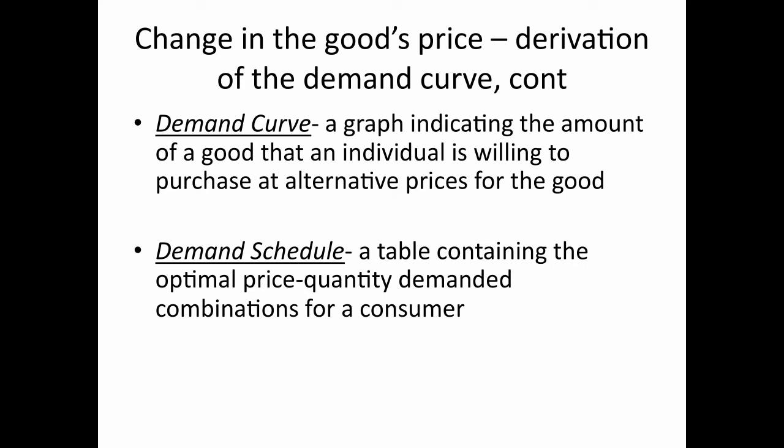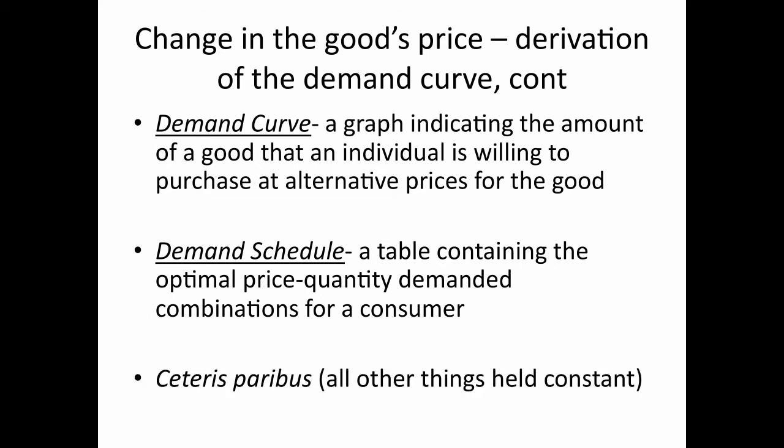We can also represent this through what's known as a demand schedule, and that's just a table containing the optimal price-quantity combinations demanded in different combinations by a consumer. What's important here is that we're invoking the ceteris paribus assumption, that is, all other things are being held constant. In the derivation of the demand curve on the previous slide, we were actually holding fixed the amount of income that the consumer had and the price of beer. All we're doing is isolating the relationship between the price of pizza and the quantity of pizza.